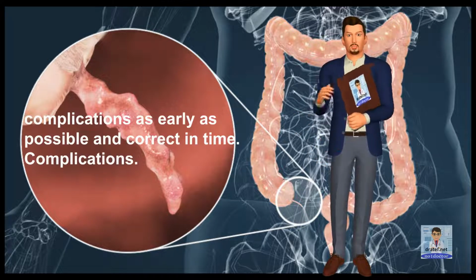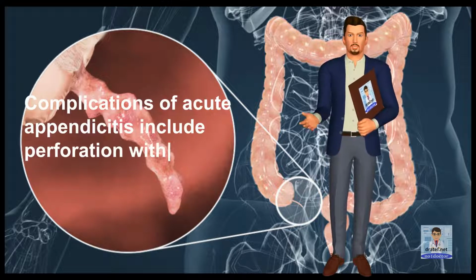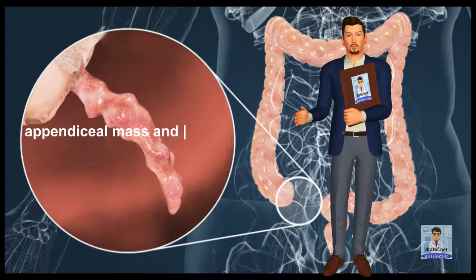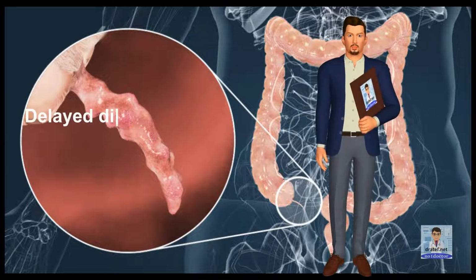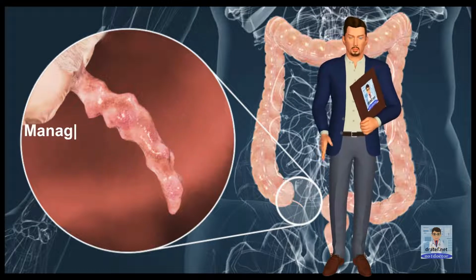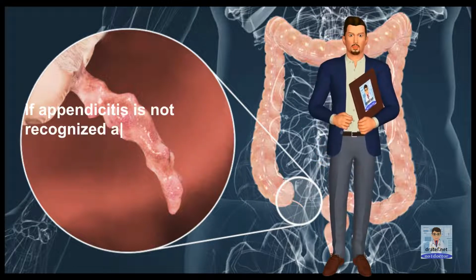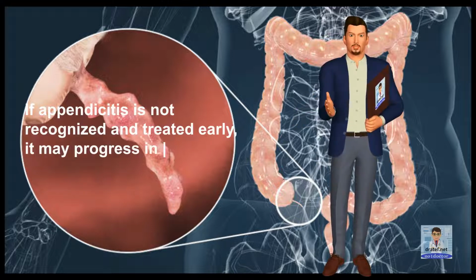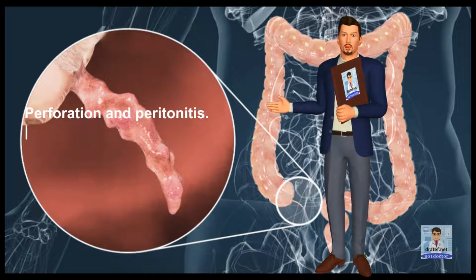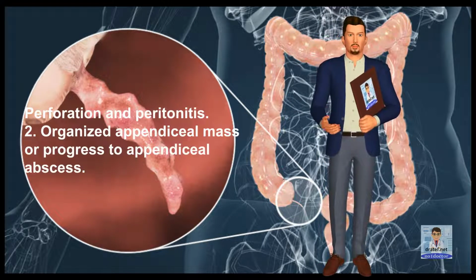Complications. Complications of acute appendicitis include perforation with local or generalized peritonitis, appendiceal mass and abscess formation. Delayed diagnosis and treatment may lead to complications and death. Management of appendicular mass. If appendicitis is not recognized and treated early, it may progress in one of two ways: 1. Perforation and peritonitis. 2. Organized appendiceal mass or progress to appendiceal abscess.